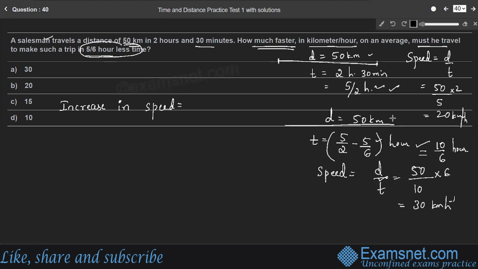So the increase in speed will be 30 minus the original speed, which was 20 km per hour. So he must increase his speed by 10 kilometer per hour. So how much faster must he go? He must go 10 kilometer per hour faster compared to his original speed. Hence option D is the right answer.